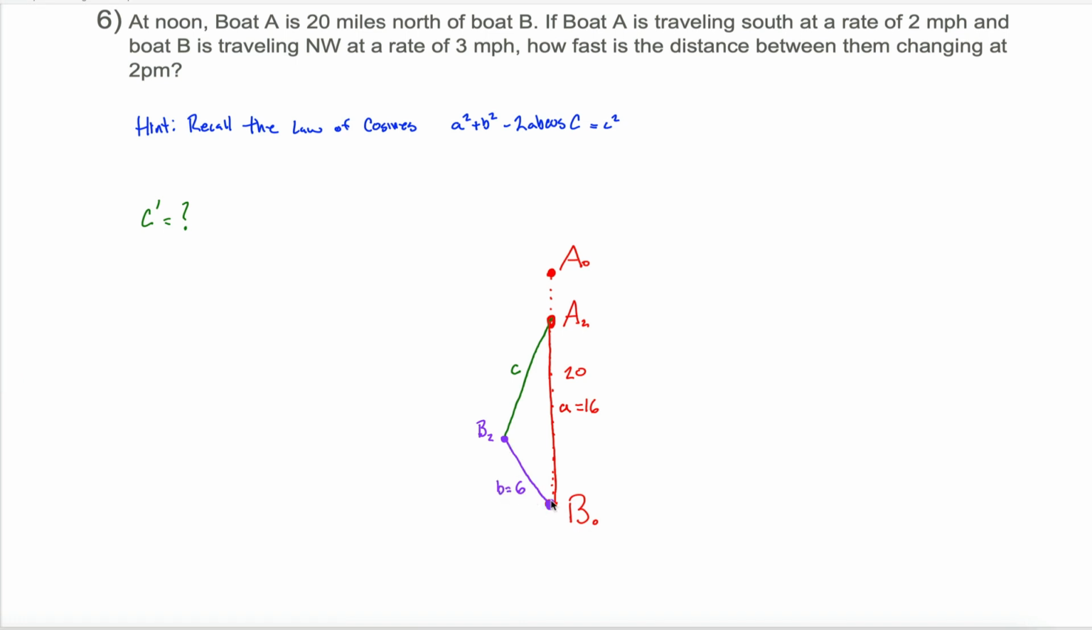And if a represents this length in red, maybe it makes sense to call little b this length in purple. This side length is the distance that boat B has traveled since noon. It's going 3 miles per hour. It's been doing so for 2 hours. Sounds like it's traveled 6 miles.